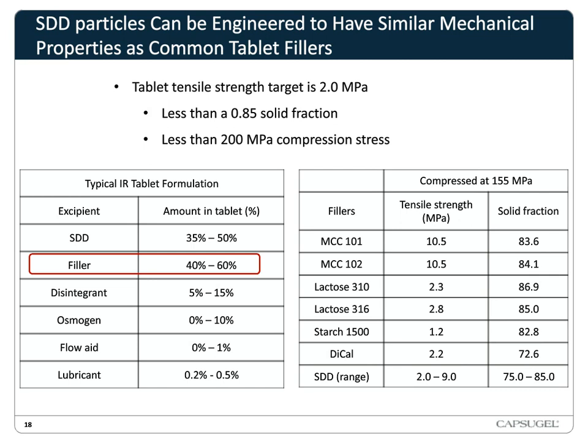And for SDD, the tensile strength range we can achieve is about 2 to 9 megapascal for about a 75 to 85% solid fraction. So SDDs can play a dual role as not only the active but also the filler if engineered correctly. So let's examine what happens to particles during a compression cycle to further investigate this.